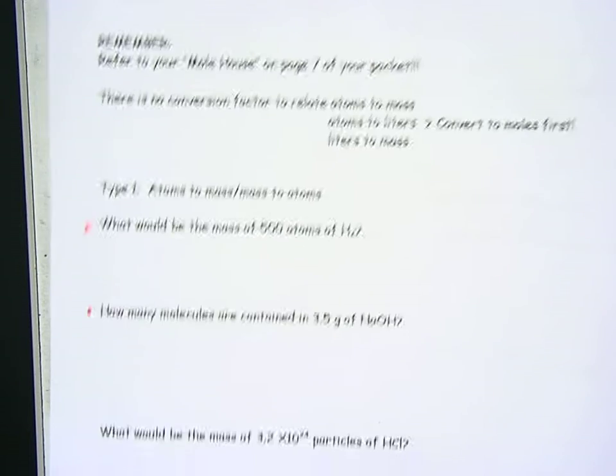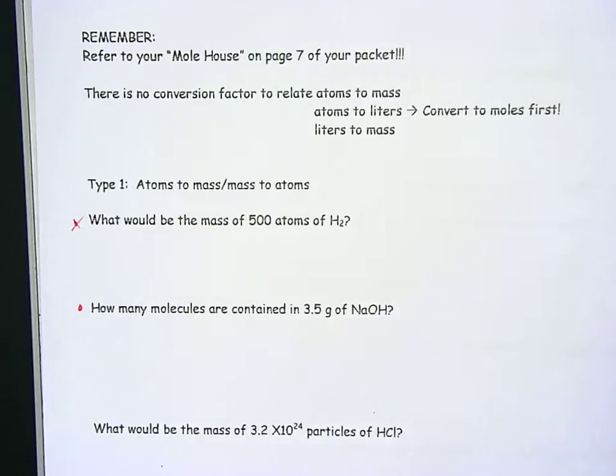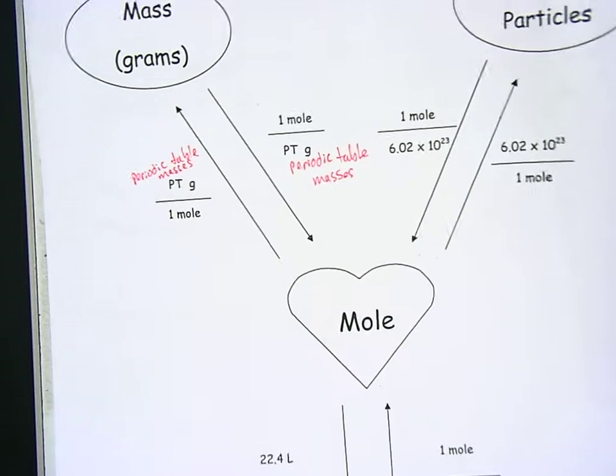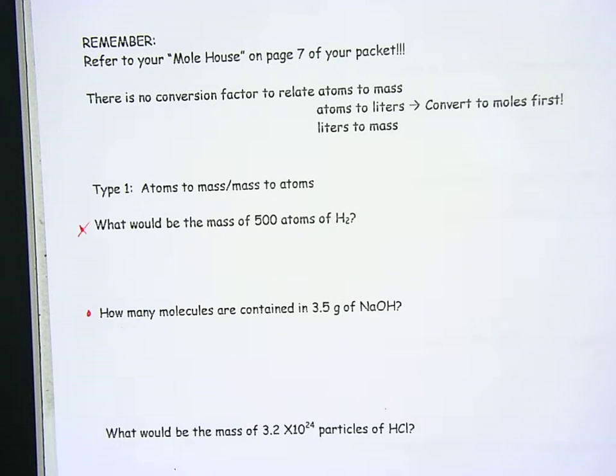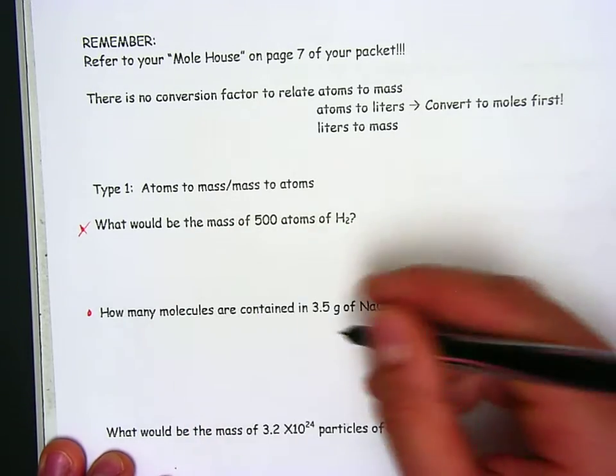All right, today we're going to build off of the one-step mole conversion and go into two-step. So we're going to be using the periodic table, and then we're going to be using our Heart of Chemistry conversion tool here. Same process as the one step, but we have to take one other extra conversion factor now. So first, determine your given and your unknown.